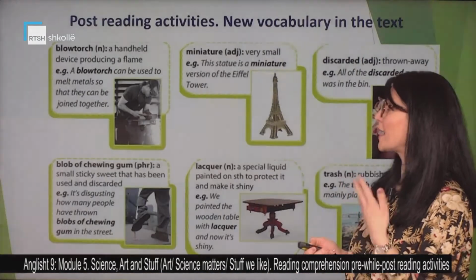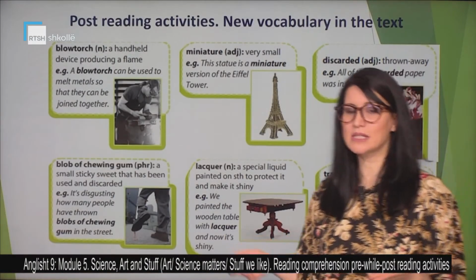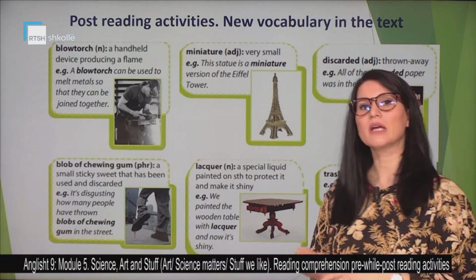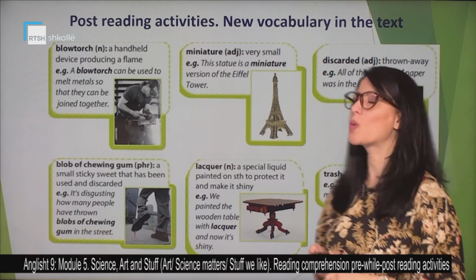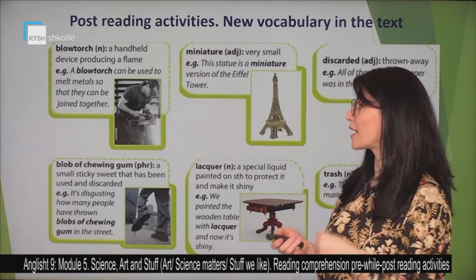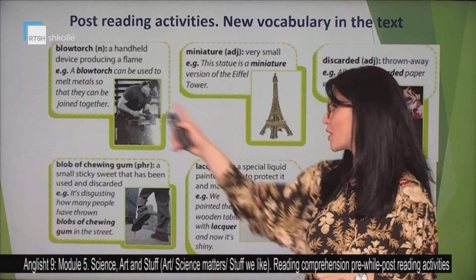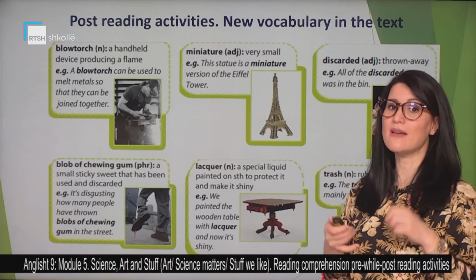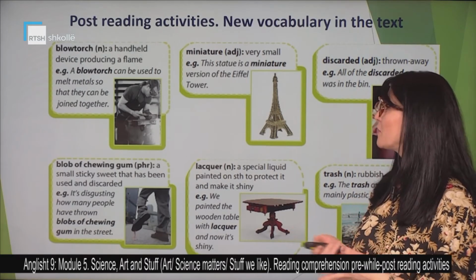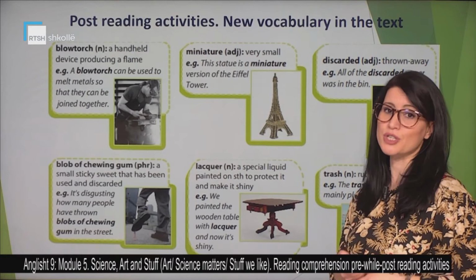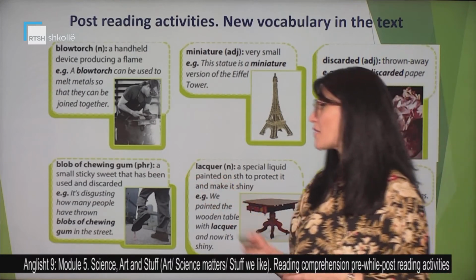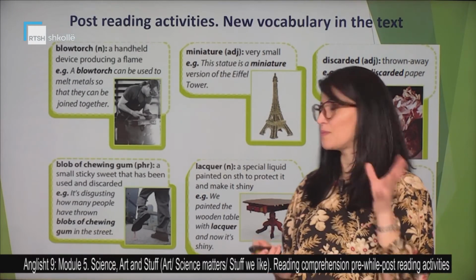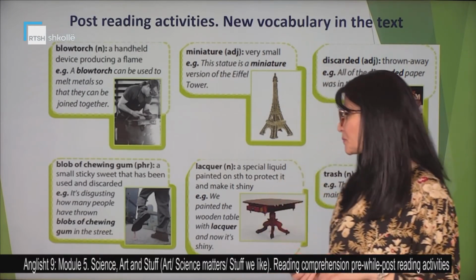Now let's have a look at some post-reading exercises, but before going on with that, we're going to have some new vocabulary that was in the text. Blowtorch. What is a blowtorch? Well, it's a handheld device producing flame. You've got a picture of it here. Then we have miniature. It means very small. An example of it is this statue is a miniature version of the Eiffel Tower. Then we have blob of chewing gum. It's a small sticky sweet that has been used and discarded.